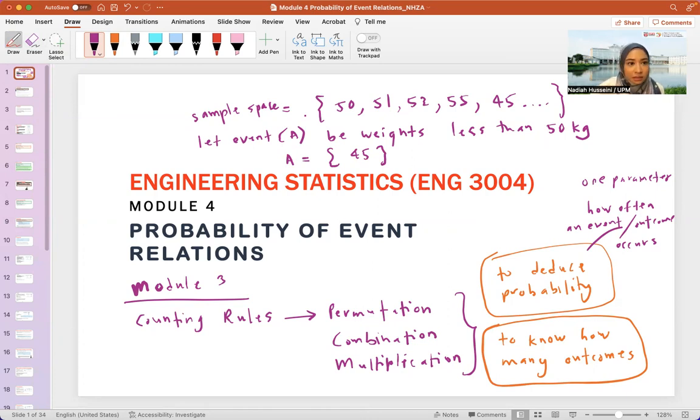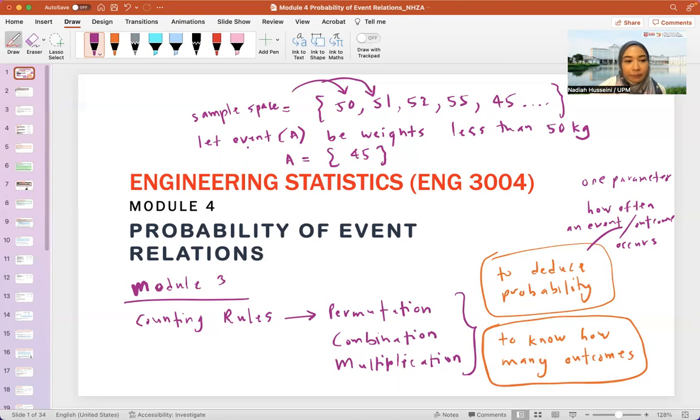An event is a subset of the sample space. Your sample space is your population. Event is part of the sample space. In the sample space, this is your outcome. Okay?